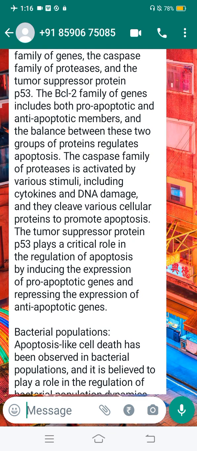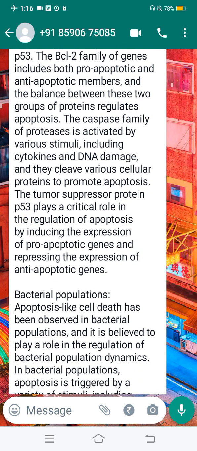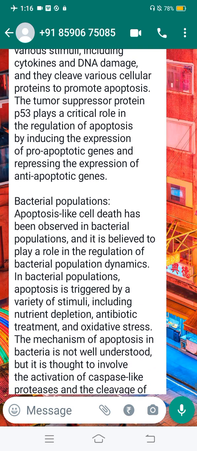The tumor suppressor protein P53 plays a critical role in the regulation of apoptosis by increasing the expression of pro-apoptotic genes and repressing the expression of anti-apoptotic genes.